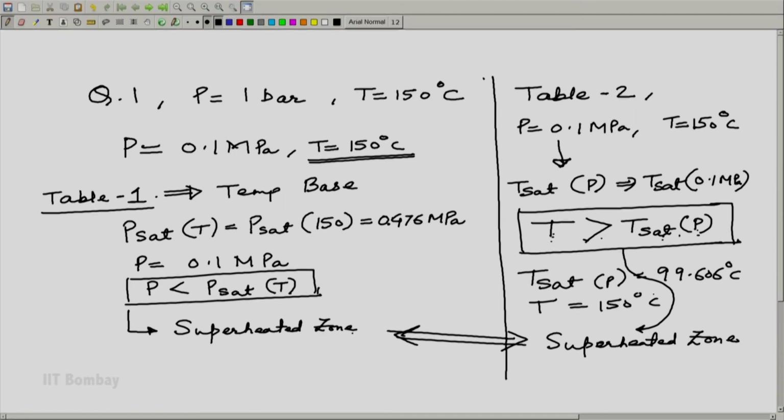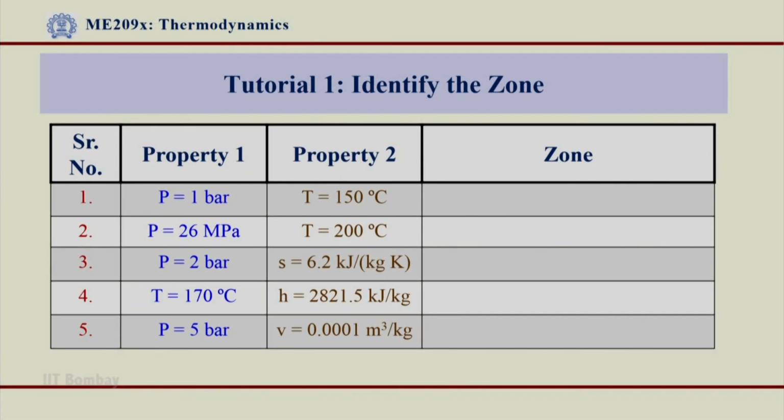Can I go back to my original problem now and write the first condition that we have got: now we are in the superheated zone. So, for P is equal to 1 bar and T is equal to 150 degree centigrade, my answer is therefore that I am in the superheated vapor or superheated steam zone.